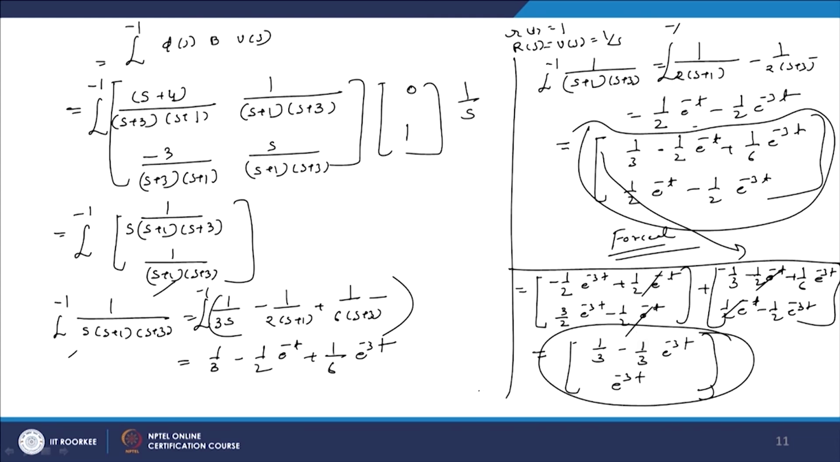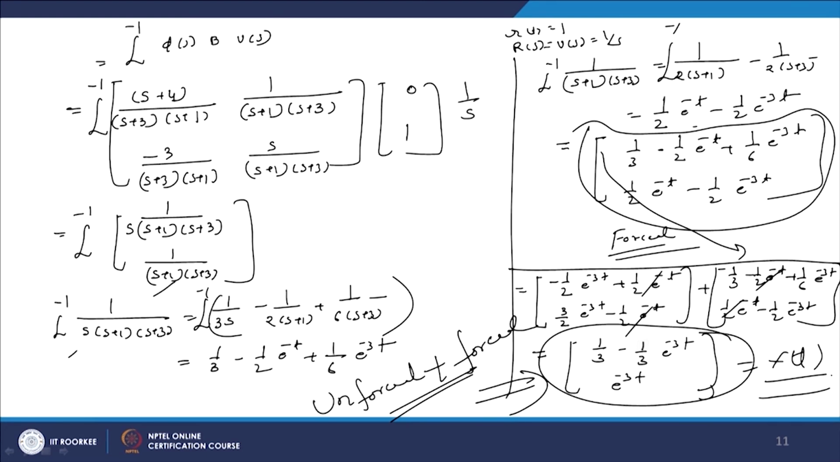This part is nothing but the combination of unforced plus forced, and this is the final x of t of a state space system when we apply a force input. So we find that whenever there is a system with A and B, the total response depends upon the unforced part as well as the forced part.